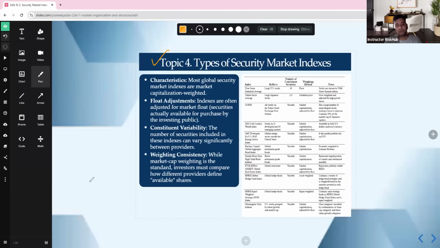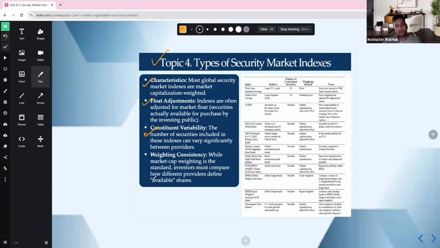Again, conceptual, but very, very kind of powerful, right? First, we look at your market cap weighting. Most common, bigger companies have higher weight, right? Float adjustment, only tradable shares counted. For example, promoter holdings excluded. Why is it important? It gives realistic market representation.